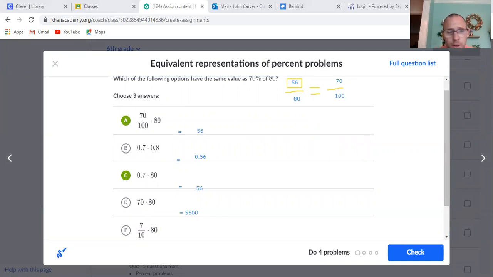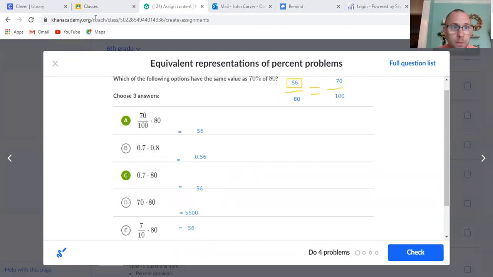7/10. How do I do that in the calculator? You could do 7 divided by 10. Guess what you're going to get? What is 7 divided by 10? It's 7/10 as a decimal. We got to be able to make these connections between fractions and decimals, y'all. So I could have just written 0.7 times 80 equals 56.